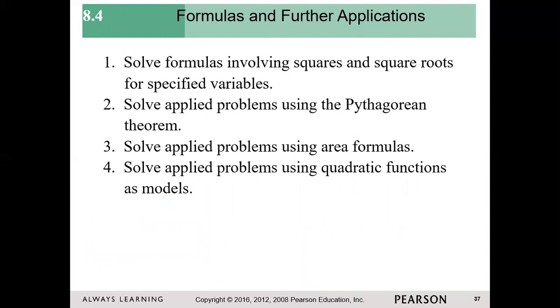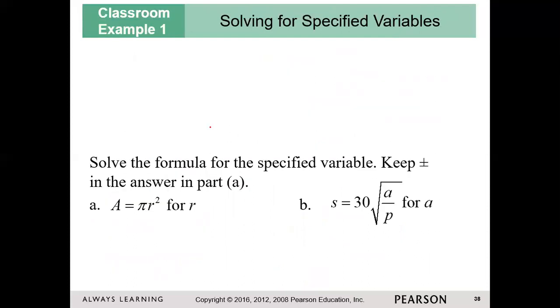All right, so further form applications and formulas. This is 8.4, obviously, and we'll go ahead and do some more of these applied problems. You can see applied, applied, applied. So we'll do some more word problems here.